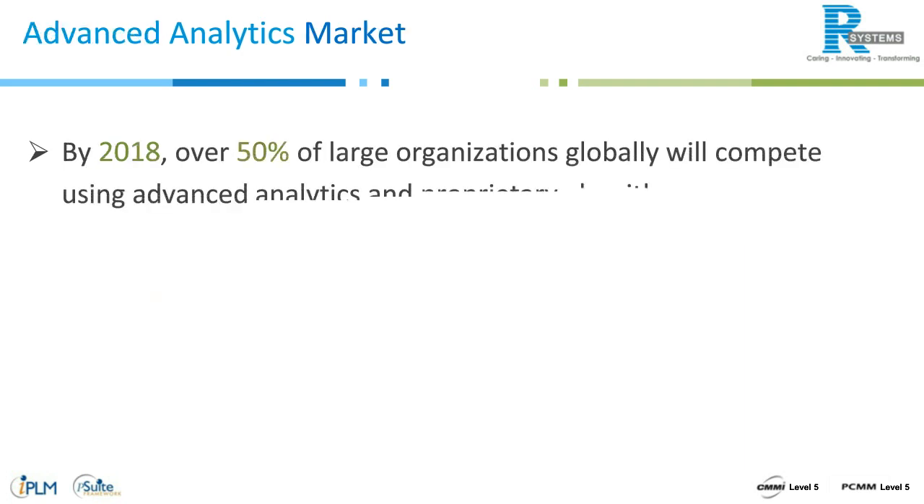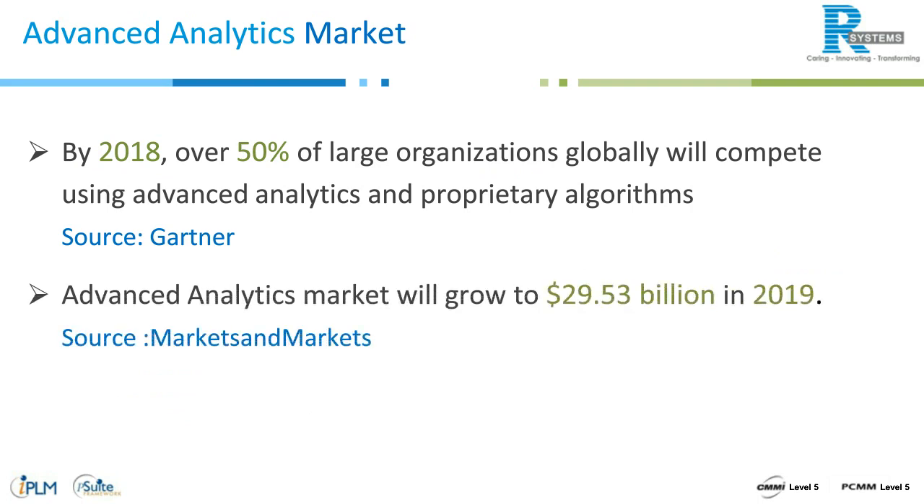Focusing on advanced analytics markets, the estimates are, according to Gartner, that by 2018, 50% of large enterprises globally will compete using some sort of advanced analytics and proprietary algorithms. And according to MarketsandMarkets, the advanced analytics market will grow to the $29-30 billion mark in 2019. You can put this in comparison with estimates for BI and analytics, and things are going drastically toward advanced analytics in the future. This number was about $7 billion in 2014, so the estimate is almost 4 times more.